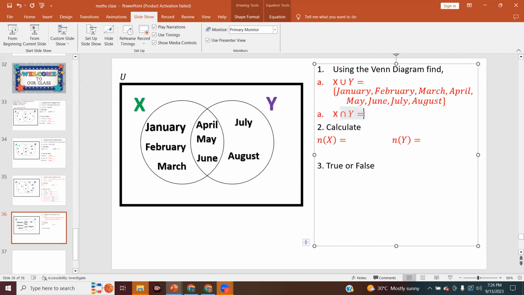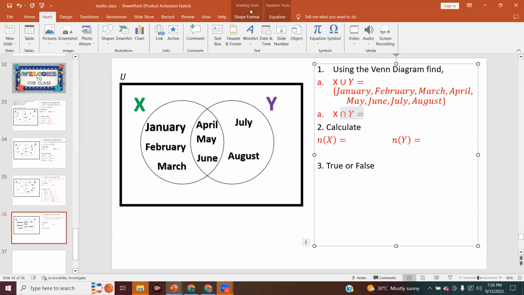All right. Next up, we want the intersection. What is the intersection of X and Y? Tell me verbally. You don't have to type it. What is the intersection of X and Y? April, May, June. Very good. April, May, June.